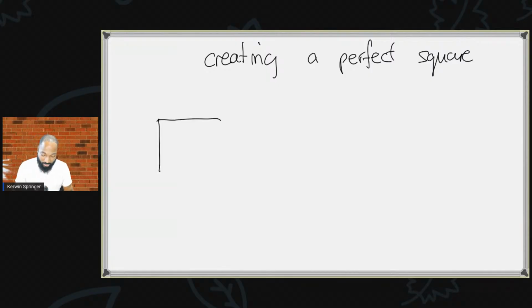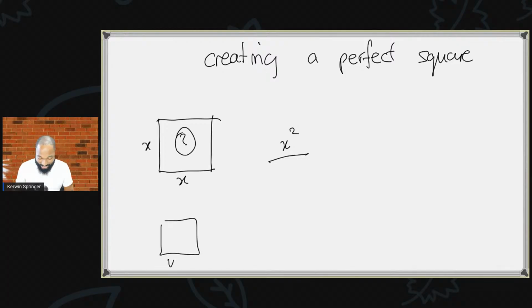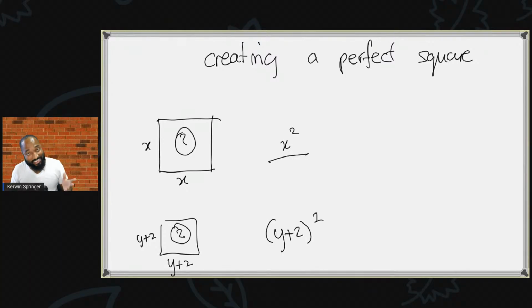This is a perfect square. And if this side was x and this side was x, what's the area here? X squared. That's a perfect square, my brother. And if this was y plus 2, then this has to be y plus 2. What's the area here? Y plus 2, squared. This is a perfect square. That's what I mean when they say creating a perfect square.